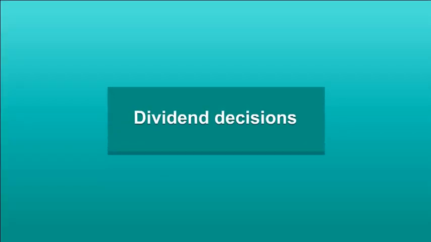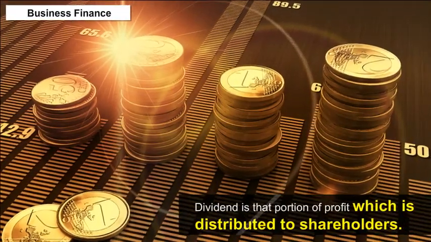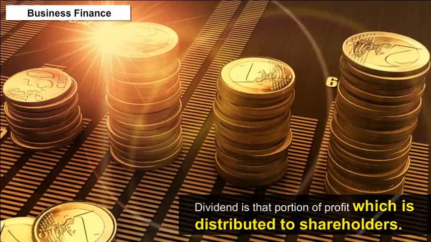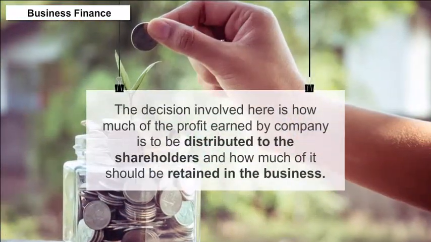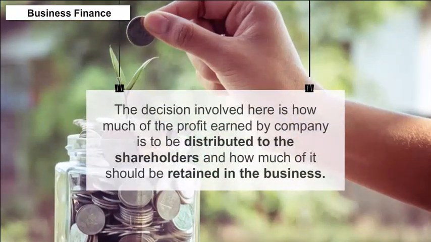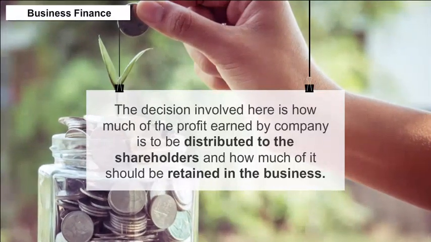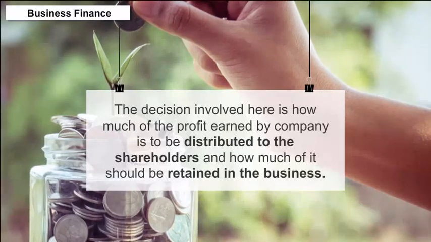Dividend decisions. Dividend is that portion of profit which is distributed to shareholders. The decision involved here is how much of the profit earned by the company is to be distributed to the shareholders and how much of it should be retained in the business.